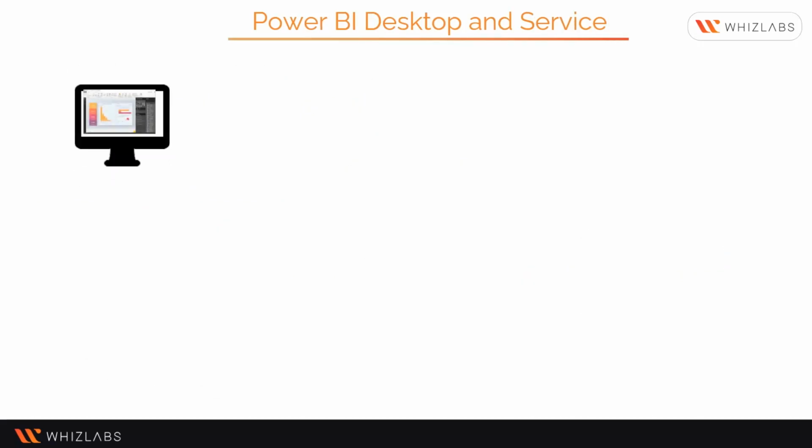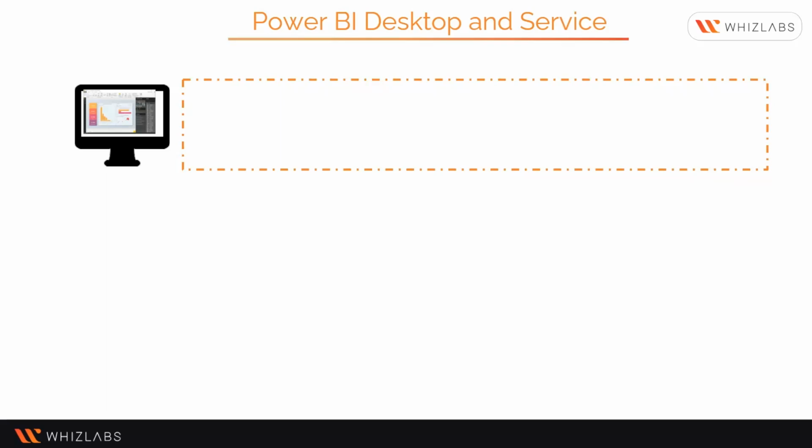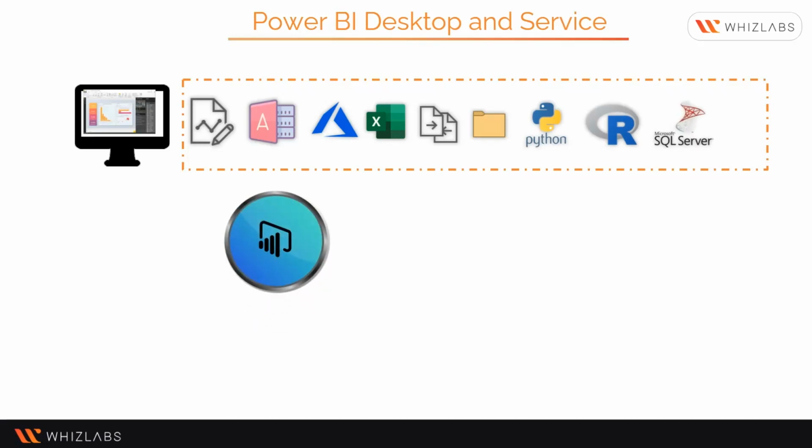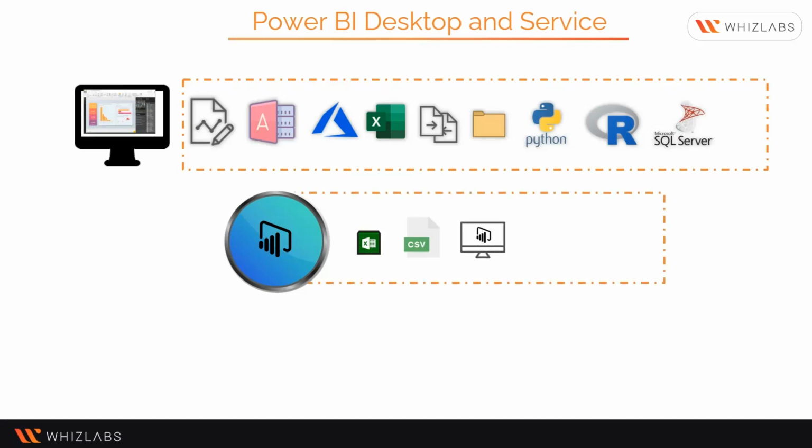Let us now see a comparison between Power BI Desktop and Power BI Service. So, with Power BI Desktop, when creating a new report, you can connect to lots of different data sources, including Access, Azure, Dataverse, Dynamics 365, Excel, Files, Folders, HDFS, Python, R, and SQL Server. While Power BI Service, when creating a new report, can connect to data in an Excel spreadsheet, CSV files, Power BI Desktop files, OneDrive, SharePoint, and previously shared or used datasets.